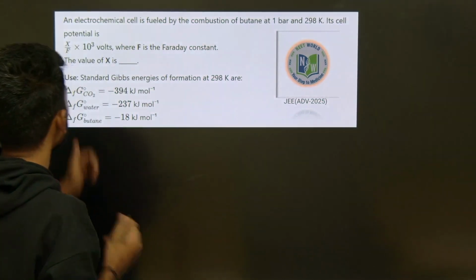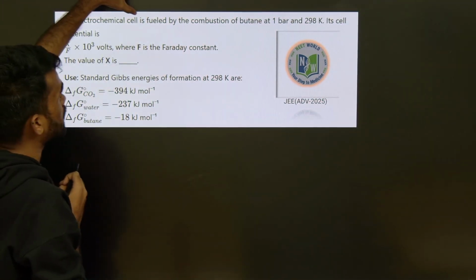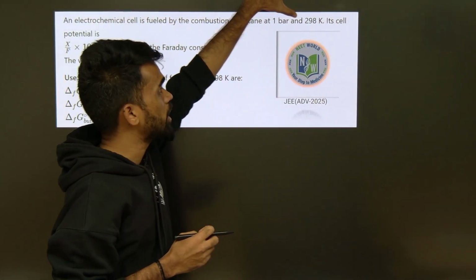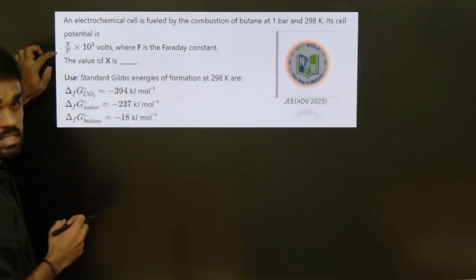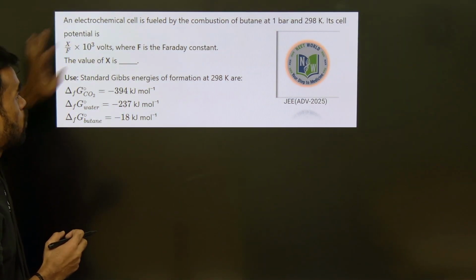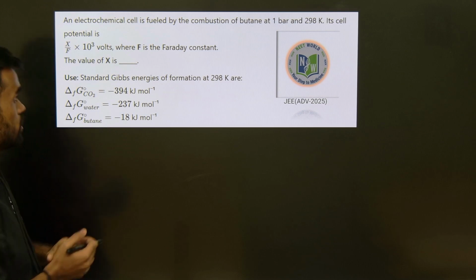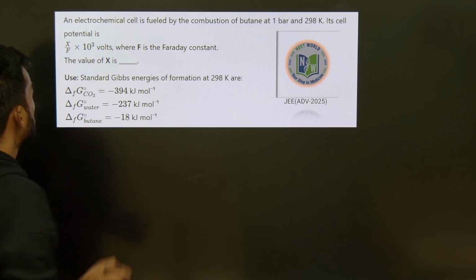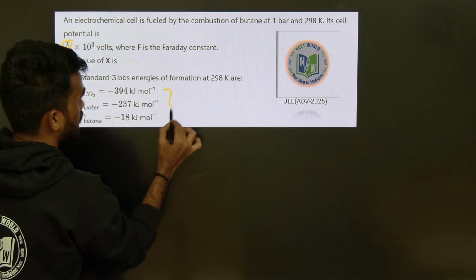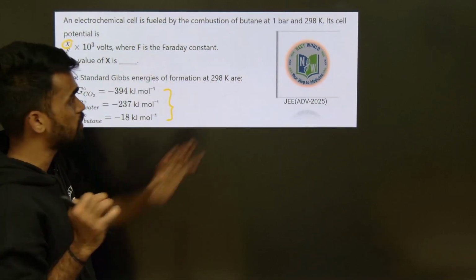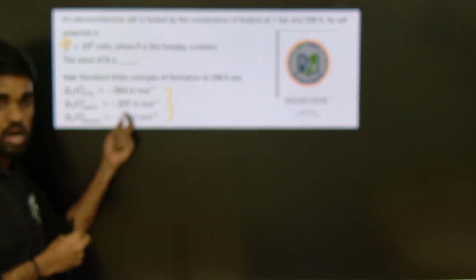The question says: an electrochemical cell is fueled by combustion of butane at 1 bar and 298 Kelvin. Its cell potential is given as x by F into 10 power 3 joules, where F is the Faraday constant. The value of x is what we require to find here, and they have also given the Gibbs free energy data for formation of the products like CO2 and water, and for butane. By using this data we need to find the answer.